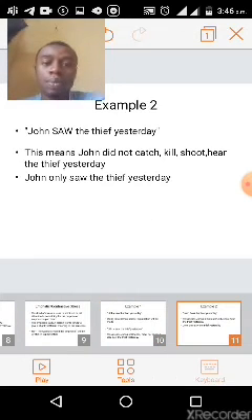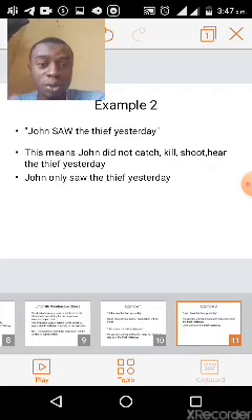Now we'll go to the second example. Now this word saw is being stressed. John SAW the thief yesterday. This means that John did not catch, kill, shoot, or hear the thief yesterday. John only saw the thief yesterday. So the idea here is that John saw. He didn't do any other thing. He didn't hear, he didn't touch, he didn't catch. He only saw. So the purpose here is to call attention to the word saw, to show that saw is being stressed.